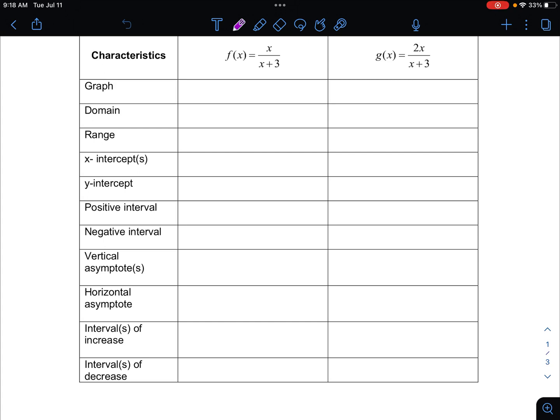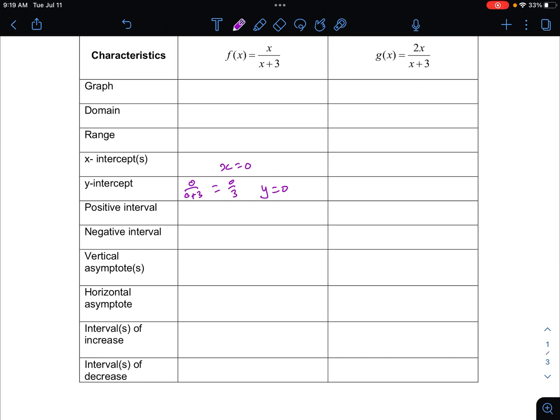My x-intercepts, well, what's going to make this whole fraction equal to 0? It's just whatever the top is going to be equal to 0. So that would just be that x is going to be equal to 0. That's my x-intercept. My y-intercept, we're going to plug in x is equal to 0, and we get 0 divided by 0 plus 3, which is going to be 0 over 3, which means my y-intercept is 0 as well. Almost always, whenever your x-intercept is 0, your y-intercept is going to be 0 as well, because they line up as points.